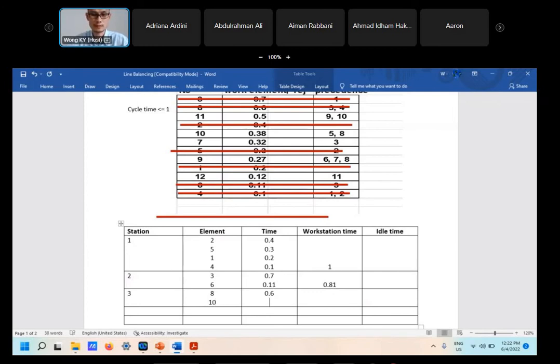Okay, the element time is 0.38. So if we total up, it is still smaller than the cycle time, right? It is still within the cycle time. So the total station time now is 0.98. Okay, so you can cancel 10 now.